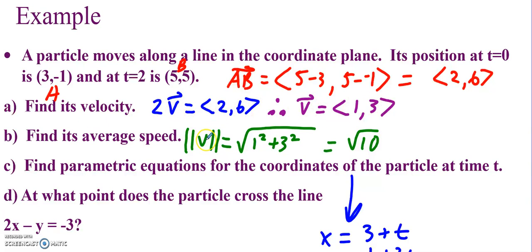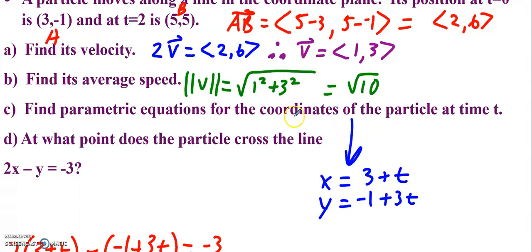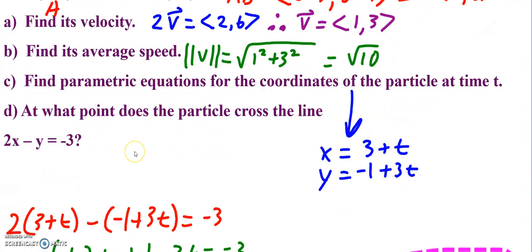Its average speed is going to be the magnitude of the velocity vector. So the square root of 1 squared plus 3 squared. So we get the square root of 10. Find the parametric equations. Parametric equations are going to be x equals 3 plus t and y equals negative 1 plus 3t.